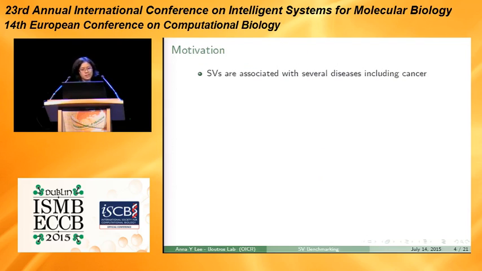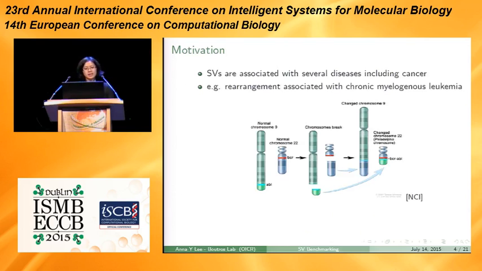Now, SVs are associated with several diseases, including cancer, and for example, I'm showing here a rearrangement that's associated with chronic myelogenous leukemia that's characterized by two breakpoints, one in chromosome 9, another in chromosome 22, and the resulting fragments join together to form the BCR-ABL fusion gene. This is interesting because it represents a disease-specific druggable target, and in fact, drugs such as Gleevec, also known as imatinib, have been developed to target this.